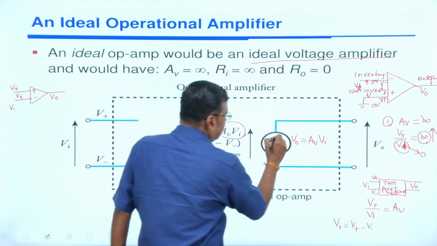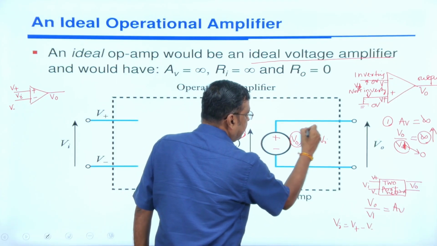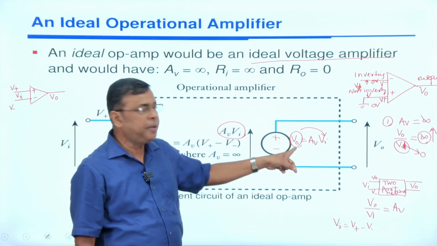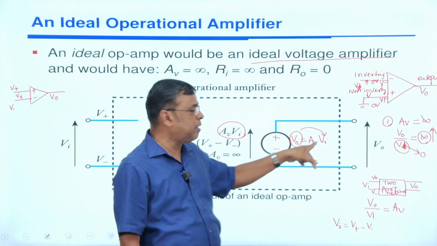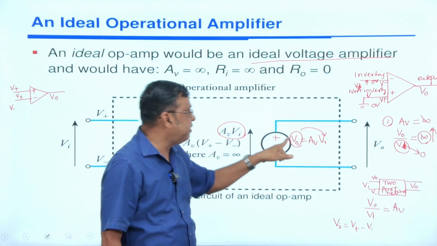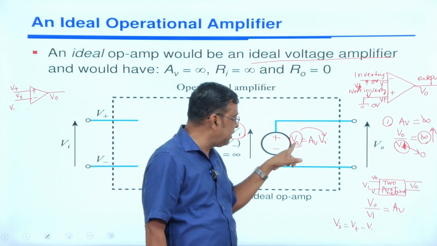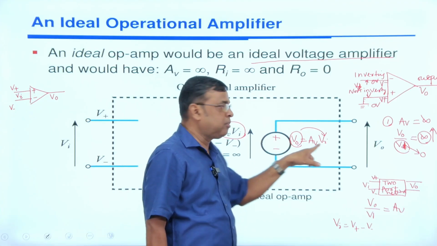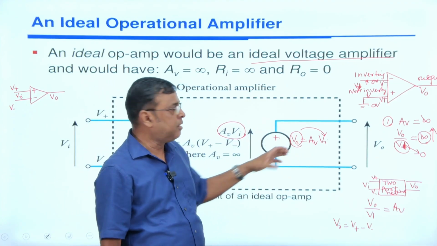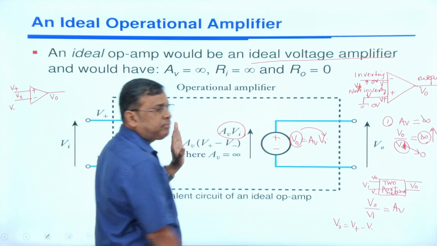Voltage dependent voltage source means this is your plus terminal and this is your minus terminal. The output voltage can be represented by the input voltage. If you know the input voltage, the output voltage can be represented. So V0 equals AV into Vi, and this output port can be represented by the output voltage. That's why you can say this is your voltage dependent voltage source. Output voltage depends on the input voltage. Once you know the input voltage, then the output voltage can be represented here. So in place of an operational amplifier, I can put this circuit.